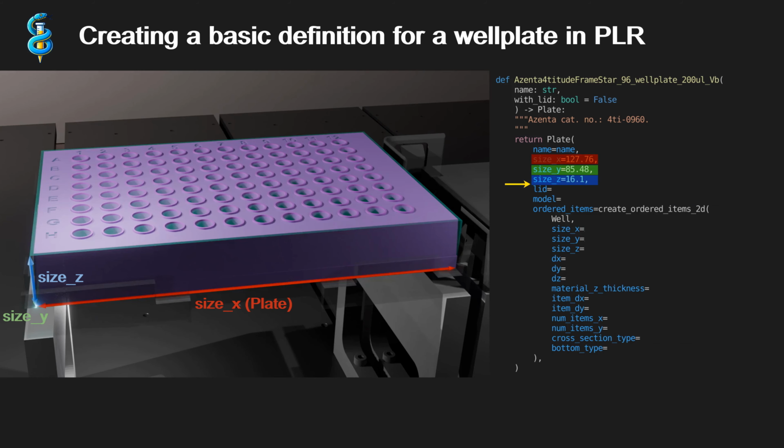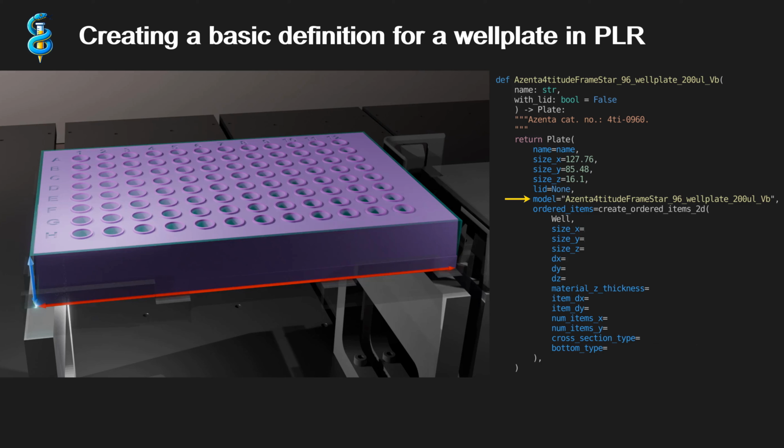Next, we deal with the lid information. Because we're only creating a basic definition here, the plate has no lid, so we set the lid attribute to none. The model attribute in the plate function is simply the name of the plate function itself. This makes it easy to find specific well plates in the directory during an automated protocol.